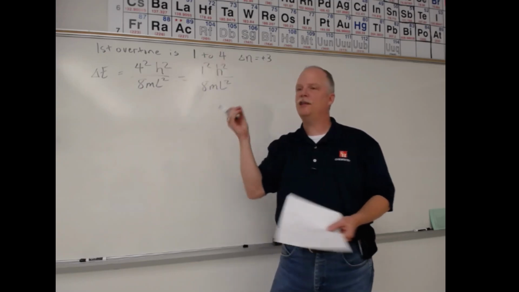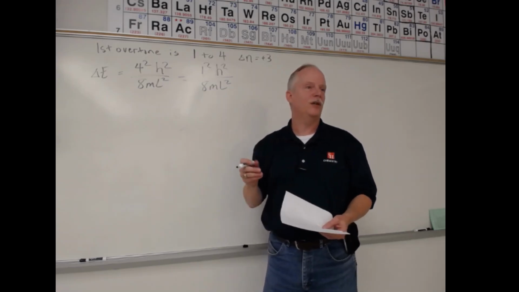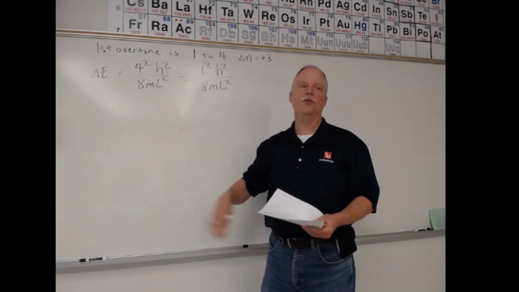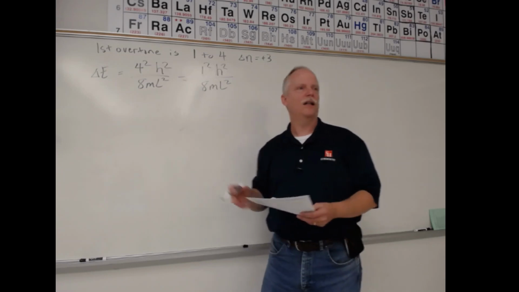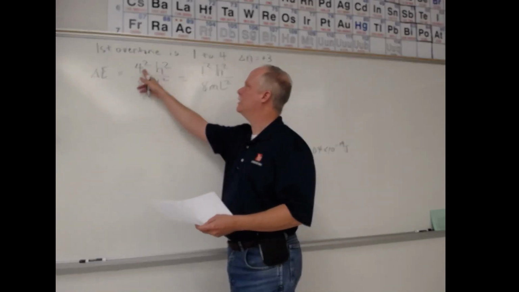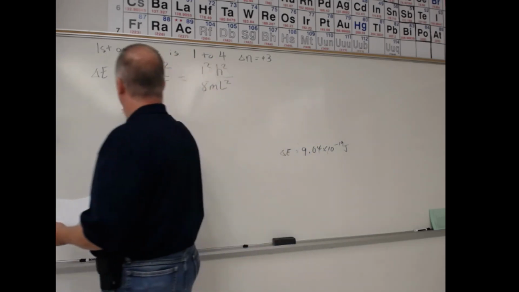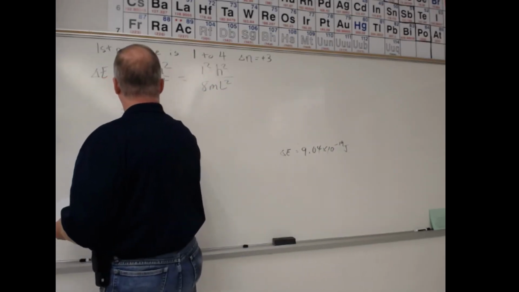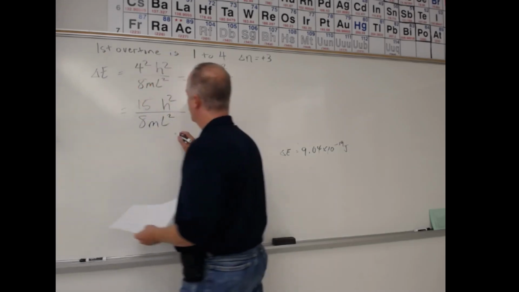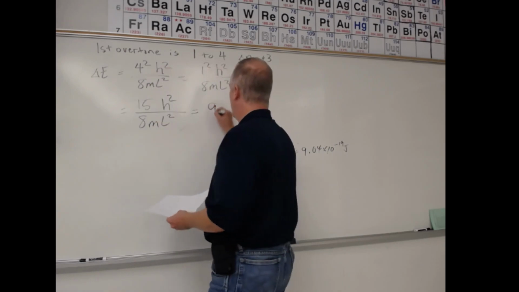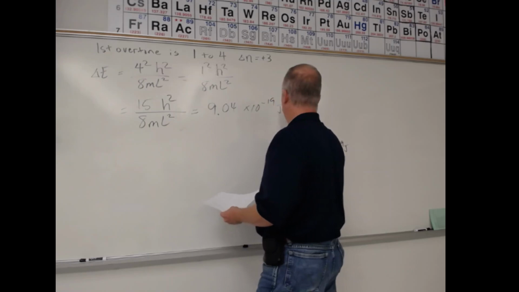Now, if you have the transition equation written on your note card, you could have put that into the delta N equals 3 transition equation. But what is N in that case? It's the lower N. It would be 1. So I think it was 6N plus 9 or something like that. But anyway, you have 4 squared, which is 16, minus 1 squared, which is 1. So that would be 15. 15h squared over 8ml squared is equal to 9.04 times 10 to the minus 19 joules.